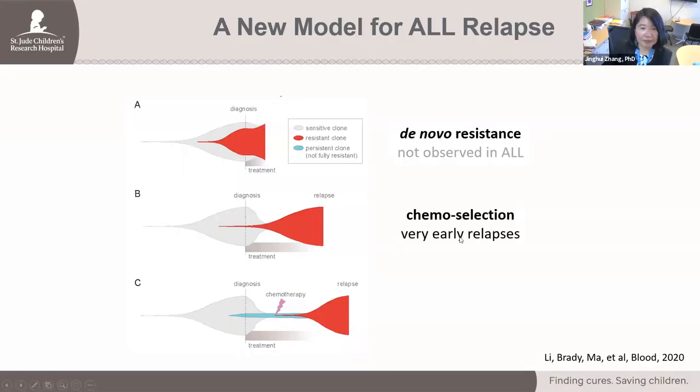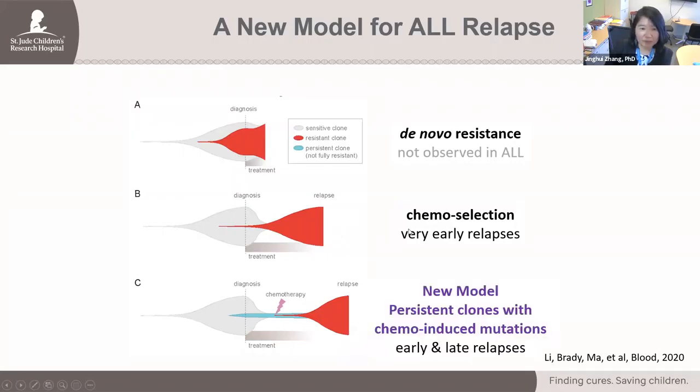The second is chemo selection. And this is the predominant model, the prevailing model that suggests selection of a small single clone leading to the relapse of the cancer. And this model, we believe, accounts for very early relapses in our cohort.